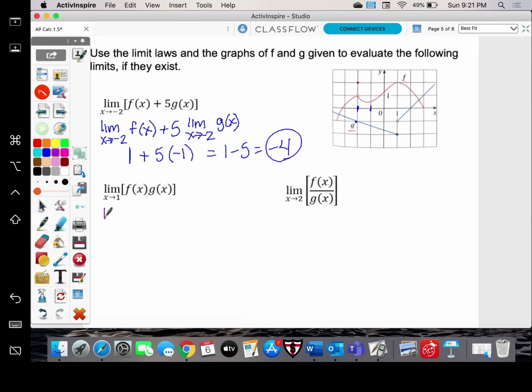So now we have a product. What you're going to think about is that you're doing the limit as x approaches 1 of f of x times the limit as x approaches 1 of g of x, and you find those two values from the graph. So the limit of f as we approach 1 is 2. The limit of g as we approach 1, well, from the left we get a -2. From the right we get -1. So that limit of g does not exist. And 2 times does not exist means does not exist.